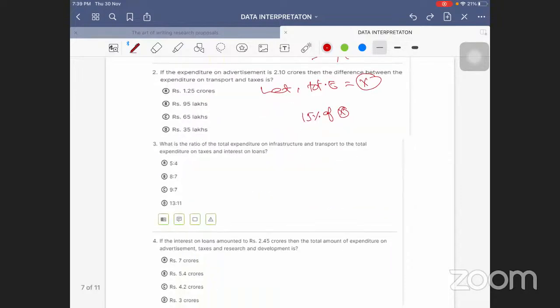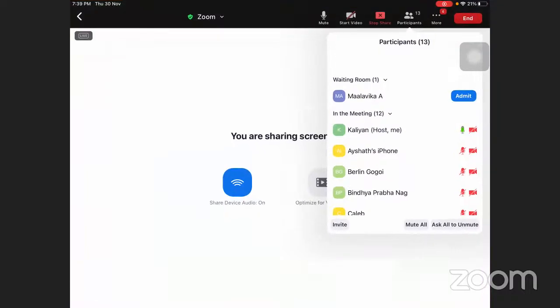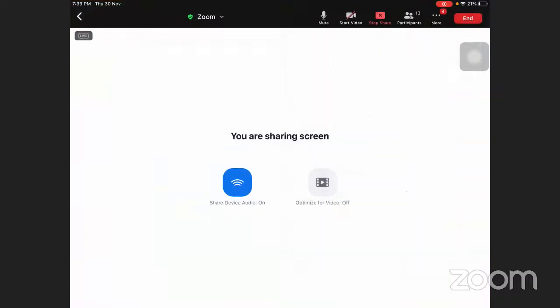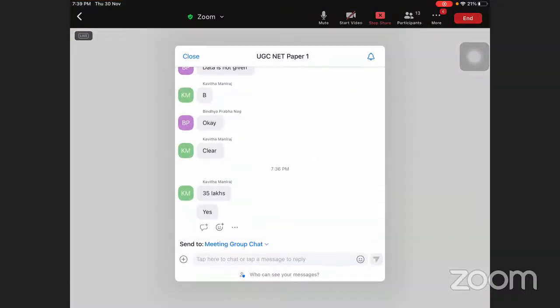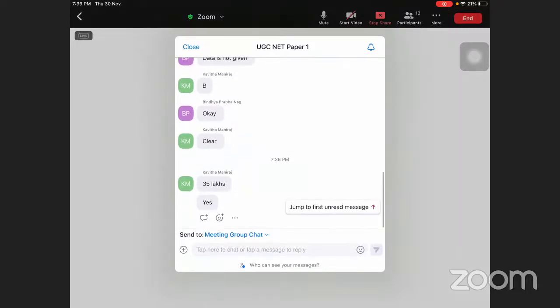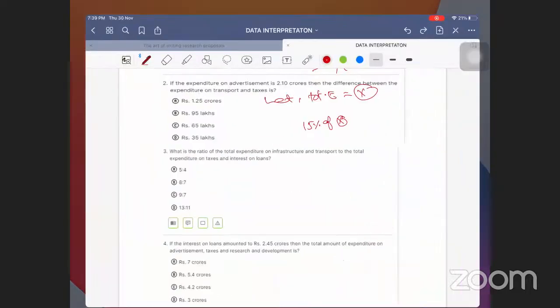So for the third sum, how many people are there? Six. Clear, 35 X man. So next is the third sum.